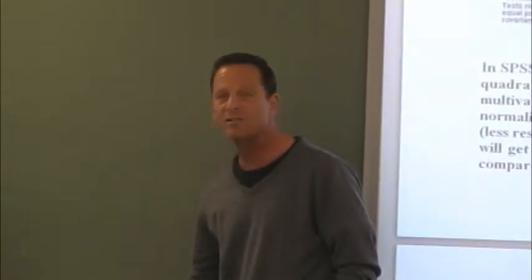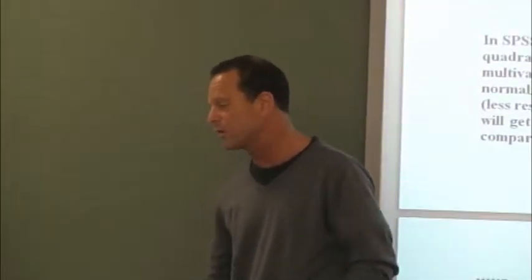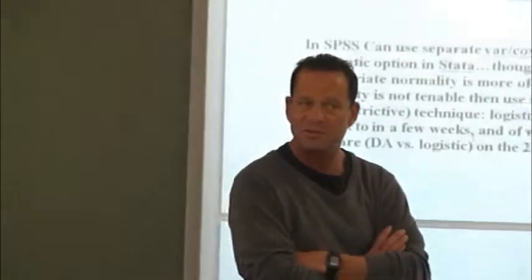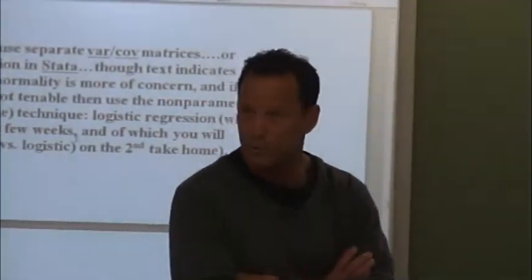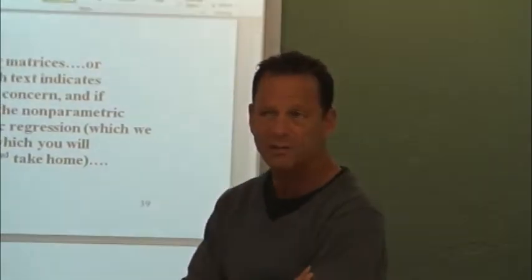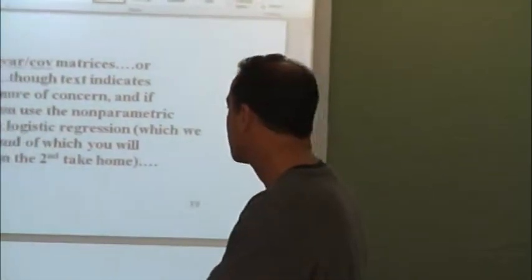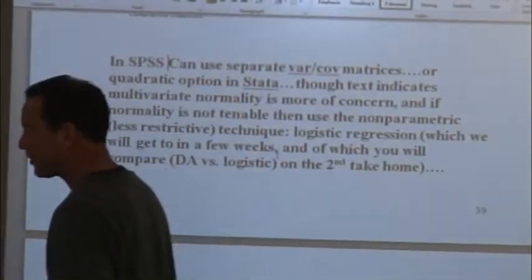The text does indicate multivariate normality is more of a concern. And if normality is not tenable, then you will want to use logistic regression. We introduced that in 6022 for a grouping outcome. And your final take-home, you're actually going to run discriminant analysis and logistic and compare the results. And you'll do that on the second take-home.